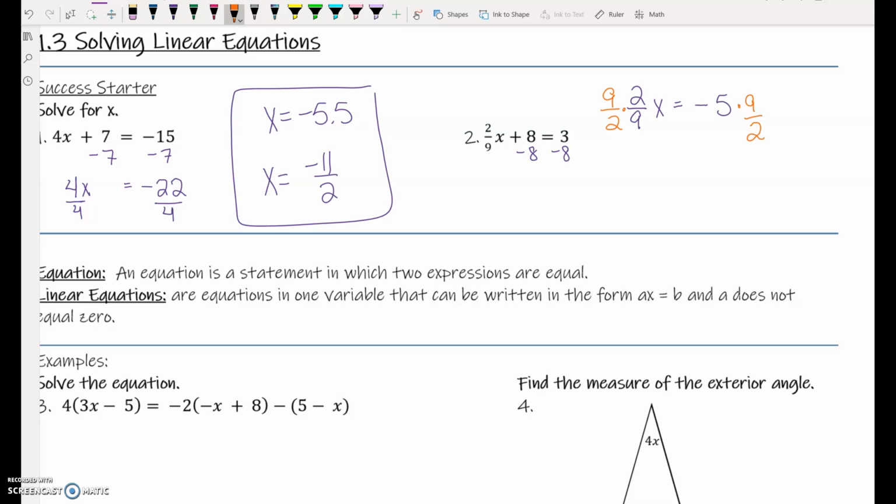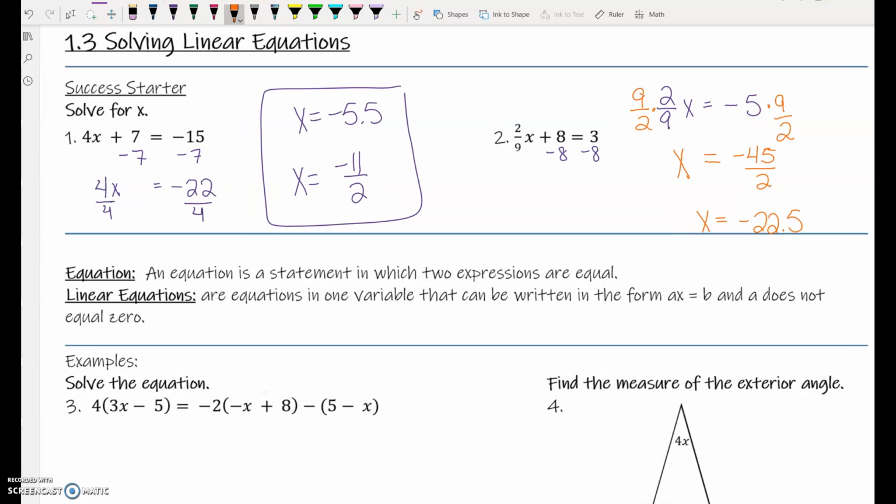On the left side, you now have 18 over 18, which is 1. So you have 1x. It eliminates the fraction. On the right side, negative 5 times 9 is negative 45. So our answer is negative 45 over 2. Or you could plug that into your calculator. What is 45 divided by 2? Negative 22.5.